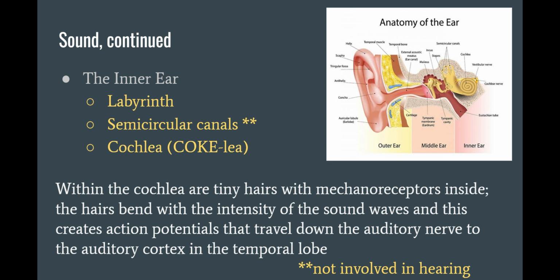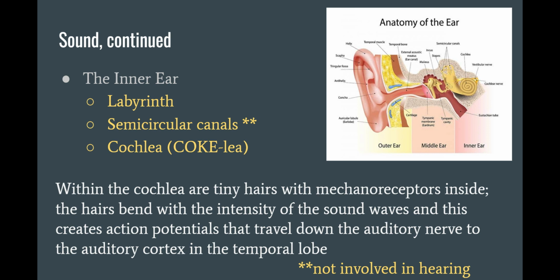So the cochlea and the labyrinth are both involved in the process of hearing. The semicircular canals are not in any way involved in hearing, and we'll talk about what they do in just a moment. So the cochlea is a super important structure for hearing because that is where the mechanoreceptors that determine your sense of sound are located. So growing out from the walls of the cochlea are tiny little hair cells, just like you have in your nasal cavity. Those hair cells have mechanoreceptors inside, and the cochlea is filled with a viscous fluid.